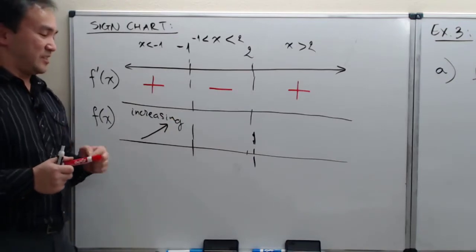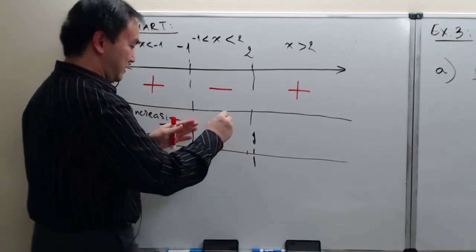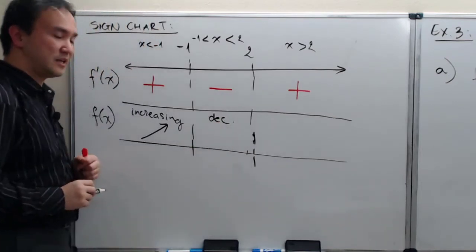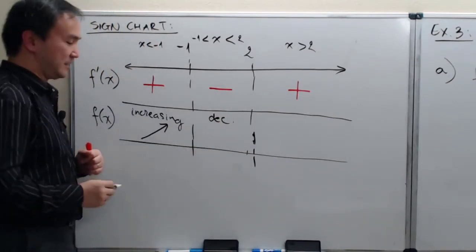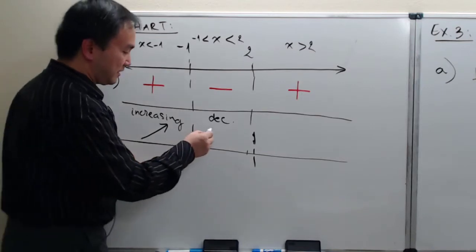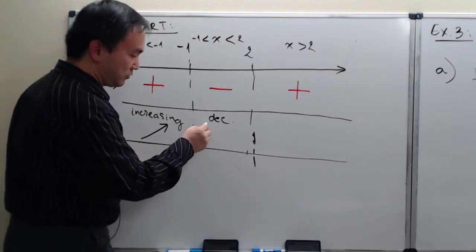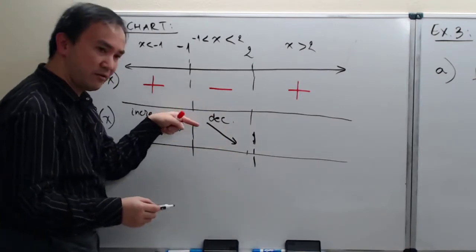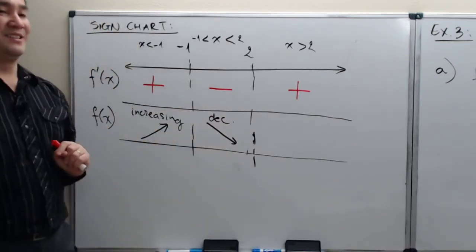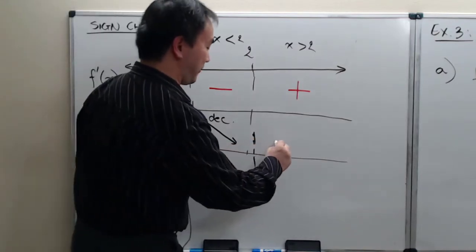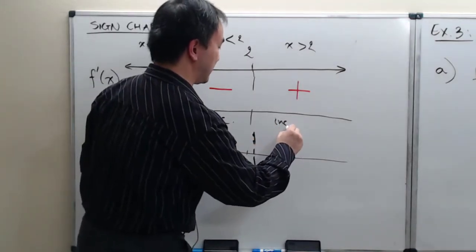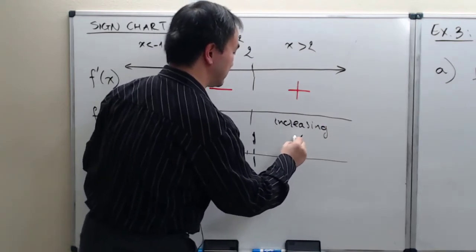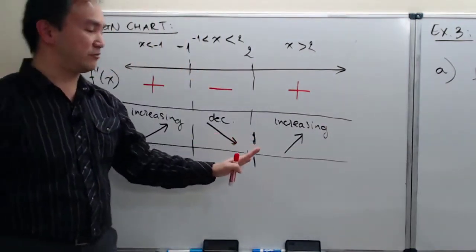In the same way, in this interval the function is decreasing. DEC is for decreasing. If we are making a quick arrow sketch here, the function has to drop like this. From the left to the right, it's getting lower. That's why my arrow is pointing down. And now the function is increasing again, so the arrow is going to go like that.